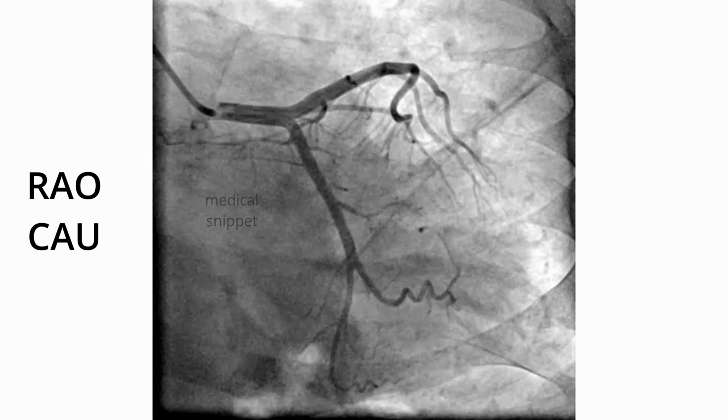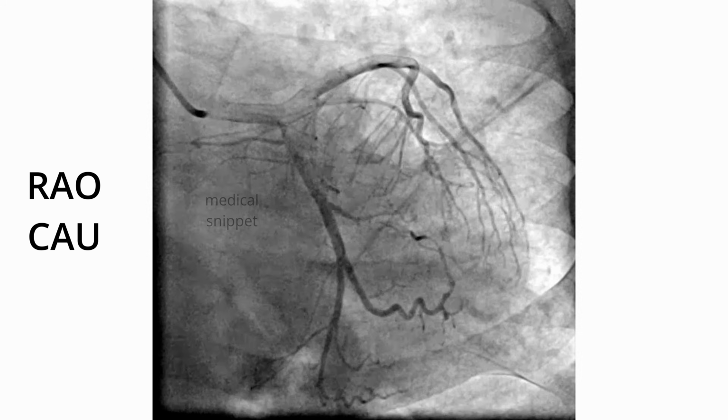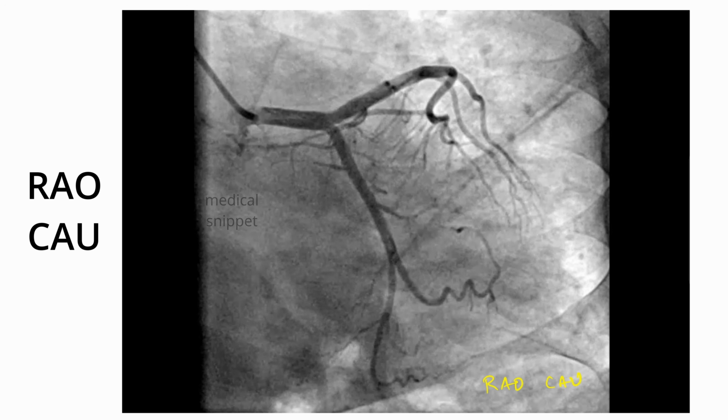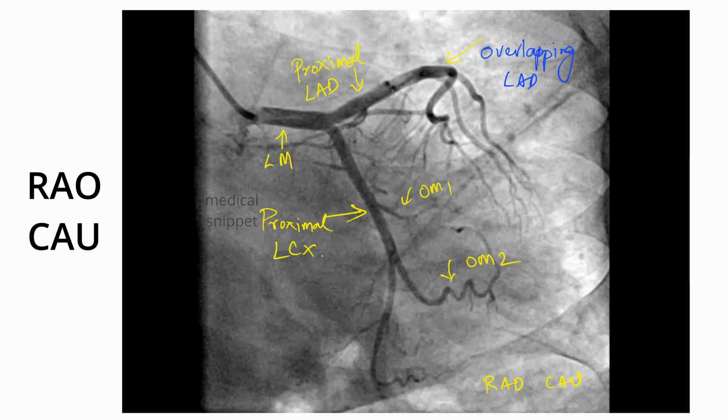Let's see now the left coronary artery. In antero-caudal view, the proximal part of left circumflex with its OM branches are seen. Here the LCX is below the LAD. The proximal LAD is also seen in this view. In this view, you can see how the LAD and diagonals are overlapping.